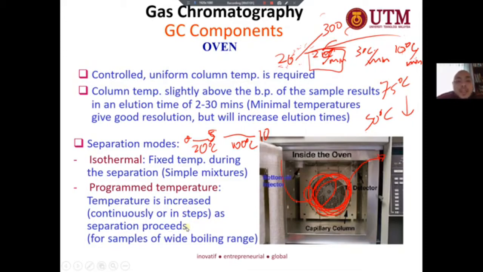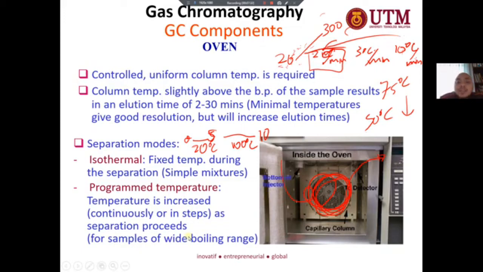Usually, isothermal is used for simple mixtures. Very simple, not a lot. Your analyte is not that many, and also your matrix is not that complex. But if your analytes are not that simple and your matrix is complex, usually we use the programmed temperature for better separation, especially for samples with a wide boiling range.